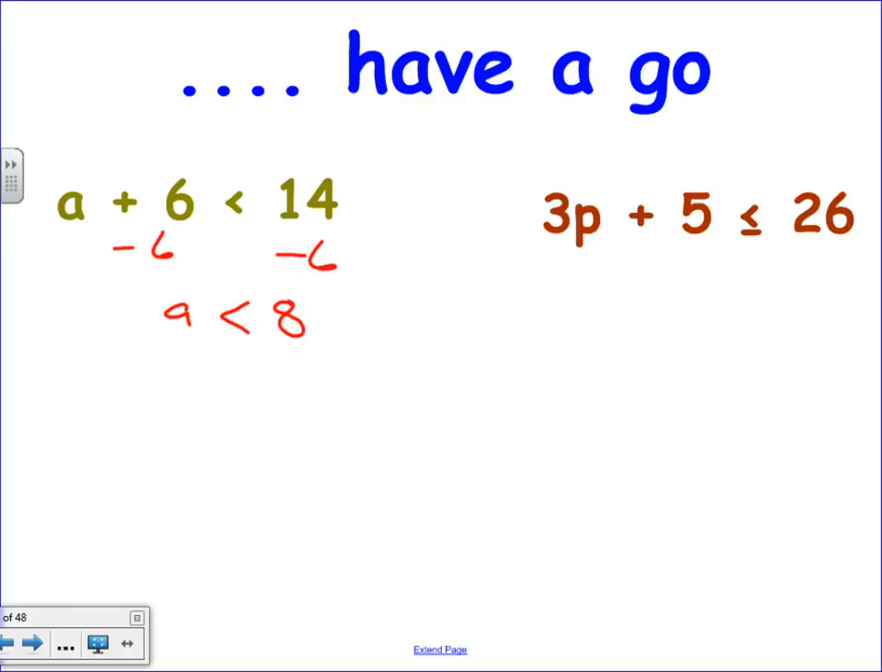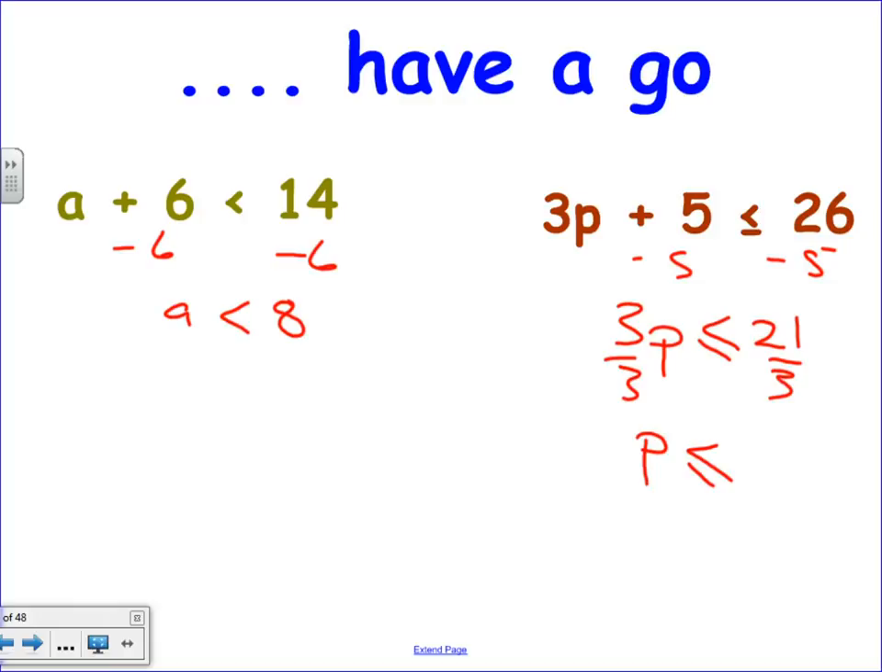So we recognise it now as a two-step equation. Rather than having an equal sign, it's got a less than or equal to sign. So what's step 1? Minus 5 on both sides, leaving me with 3p is less than or equal to 21. Everyone happy with that? And then the next step, divide both sides by 3 and it becomes p is less than or equal to 7.